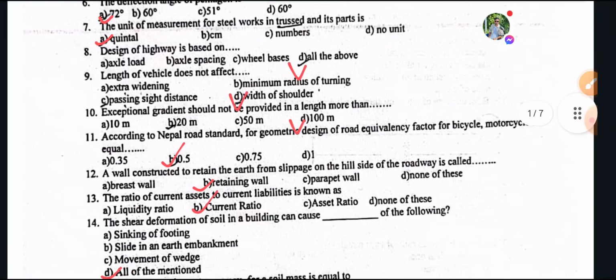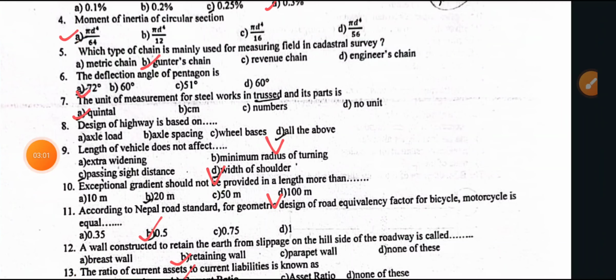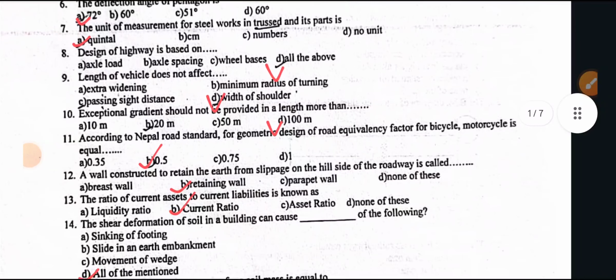Ratio of current assets to current liabilities is known as current ratio. Don't be confused. Just click on the current ratio, which is talking about current assets and current liabilities.